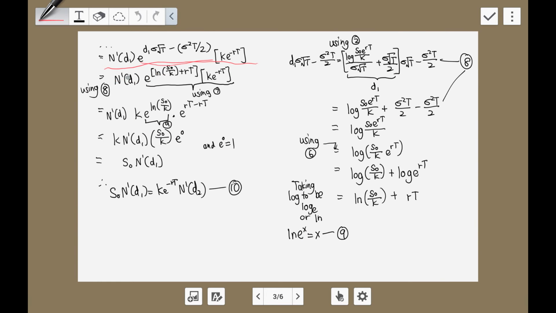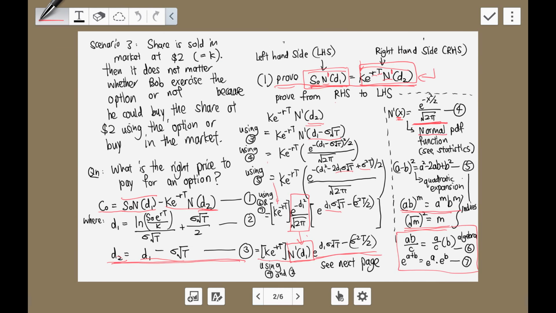So now we have m prime d1. I need to prove that I already have this over here. I just need to prove that the rest of this is the same as this one. So the trick is using 7, the equation 7 from earlier. Okay, what is equation 7? Let's take a look. Equation 7 is this.